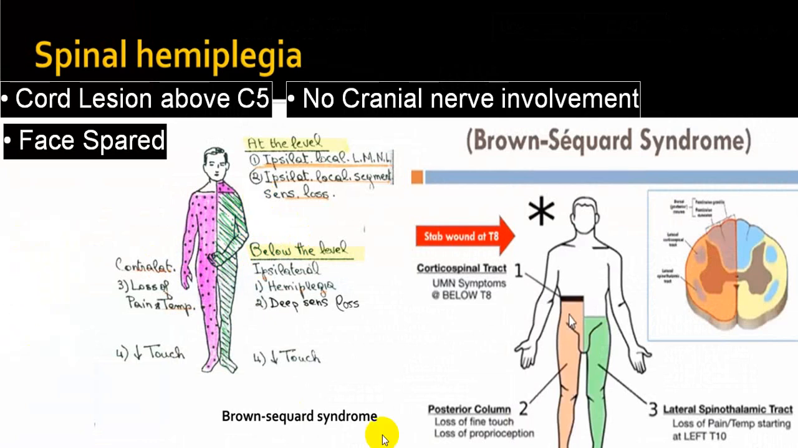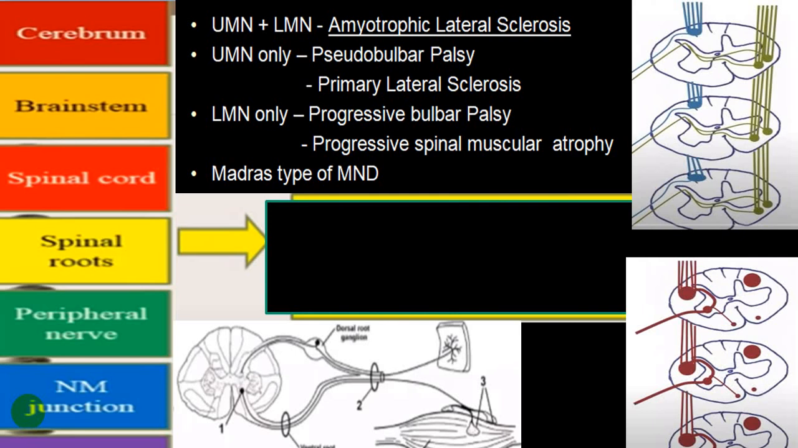If you get half of the spinal cord, you get a Brown-Sequard syndrome. If you get a complete transection, so below the level, you will have a complete damage to all sensory, and you will have upper motor neuron findings. And if you get the damage below C5, you can have a quadriplegia, but no cranial nerve involvement, and face will be spared. So this will be peculiar findings. We'll be discussing detail when we do spinal cord damage.